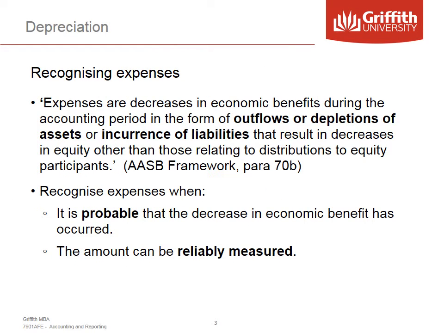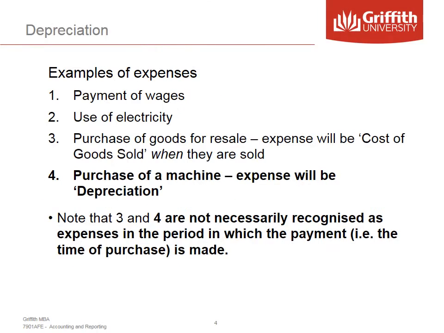Expenses. We know what an expense is. It's a decrease in the economic benefits of the organisation during the accounting period, and it can be in the form of outflows or depletions of assets, or by incurring new liabilities that would result in a decrease in equity. So we recognise expenses when it's probable that there will be a decrease in the economic benefit, and also when we are certain that we can reliably measure what that expense is.